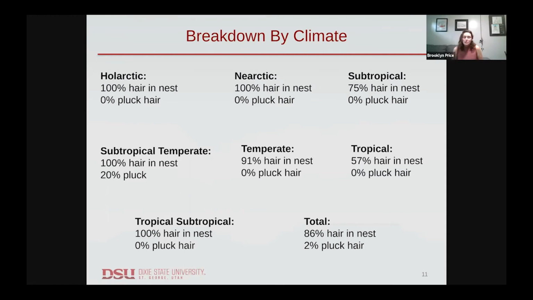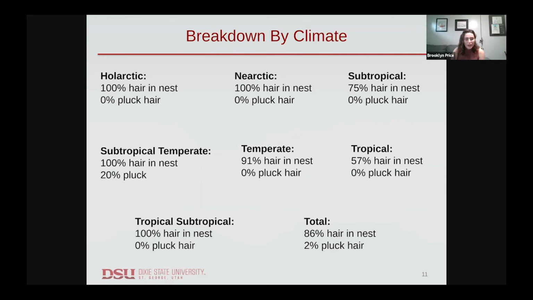We thought that was pretty telling, because if the percentage of birds that have hair in the nest is quite a large amount, then there must be benefits other than temperature. Why would 50% of the birds in the tropical climate have hair in the nest? Birds there don't have to worry about winter as much as the Arctic birds do.